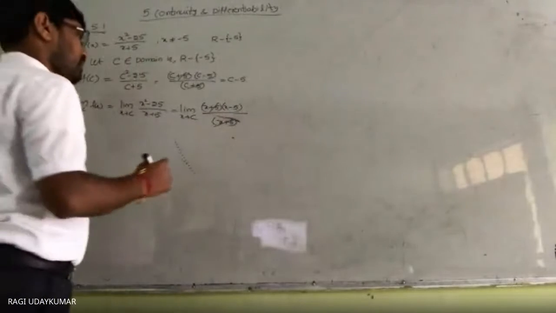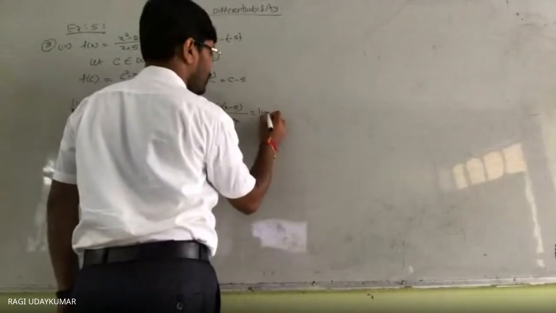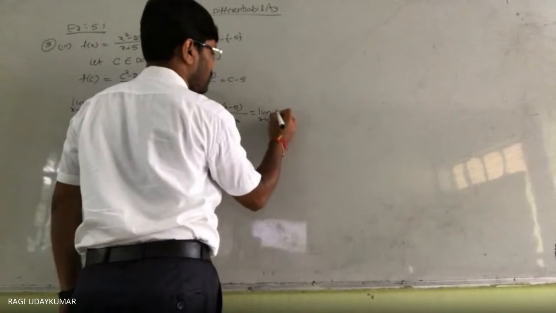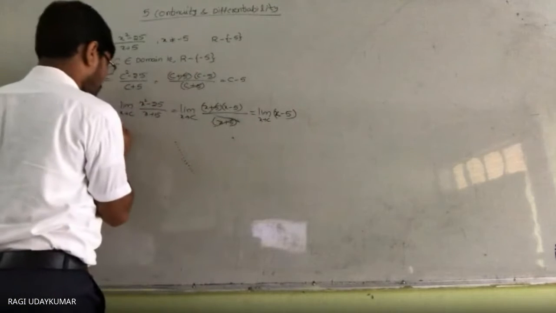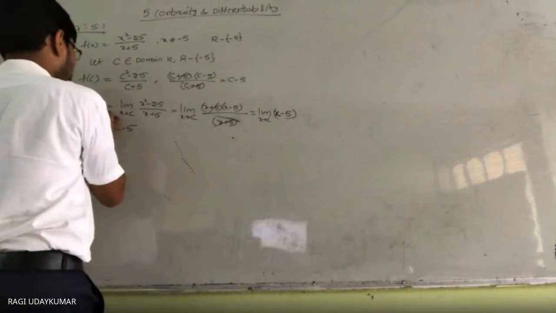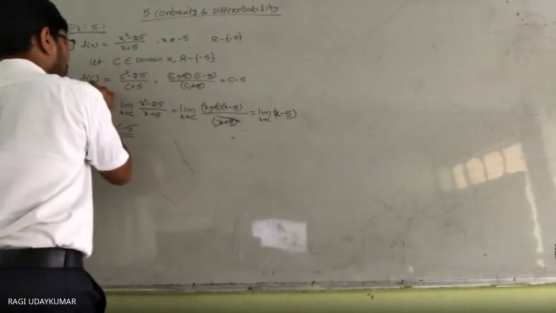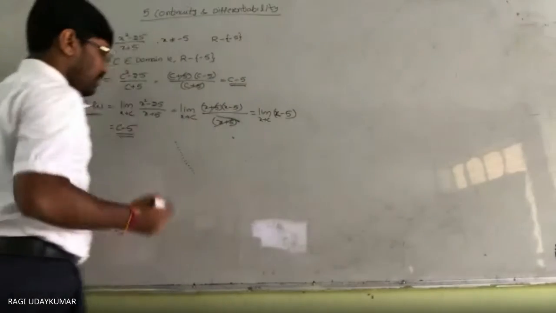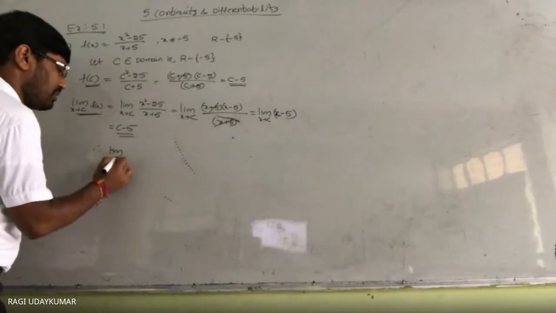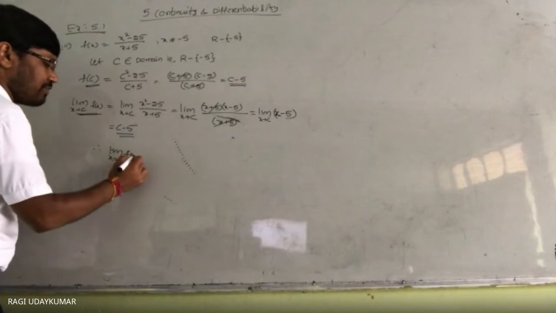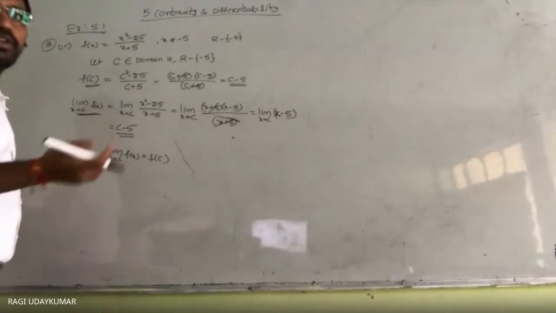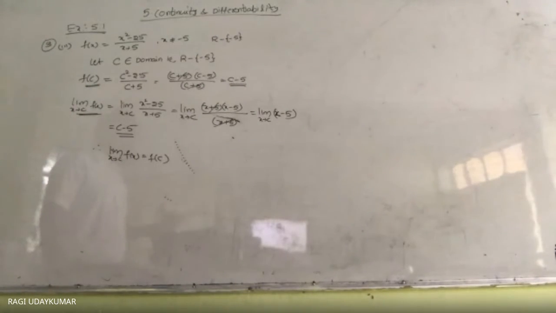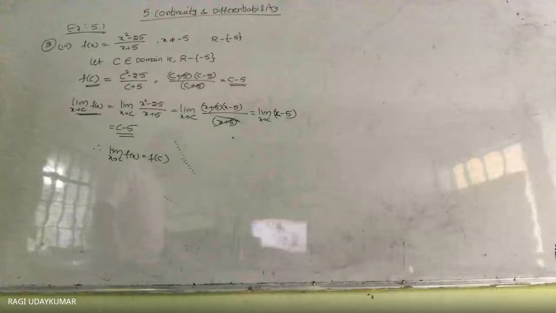Then what do you get here? Limit x tends to c of x minus 5. So that can be written as c minus 5. So limit x tends to c of f of x is c minus 5. f of c is also c minus 5. Therefore, you can say that limit x tends to c of f of x is equal to f of c. Therefore, f is continuous at every point in its domain. Therefore, f is a continuous function. It is called a continuous function.